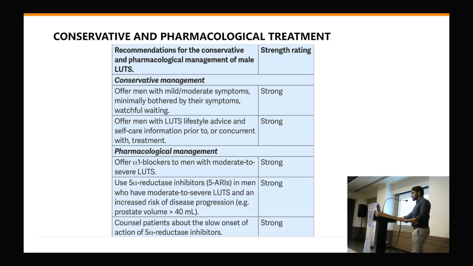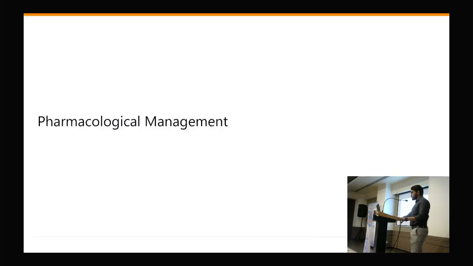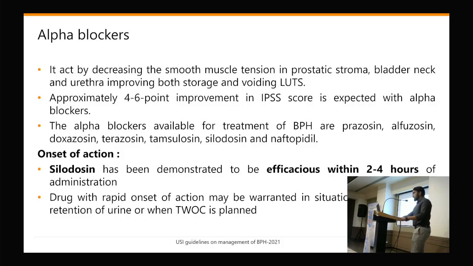The recommendation for mild and moderate symptoms in which the patient can bear without any disturbance in their daily life, there is strong recommendation of conservative management. Also, alpha blocker to men with moderate to severe LUTS, there is strong recommendation of giving alpha blockers. Also patients with prostate volume more than 40 cc and moderate to severe LUTS symptoms, 5-alpha reductase inhibitor should be added to them. Alpha blockers act by reducing the muscle tension in prostatic stroma, bladder neck and urethra, improving both storage and voiding LUTS.